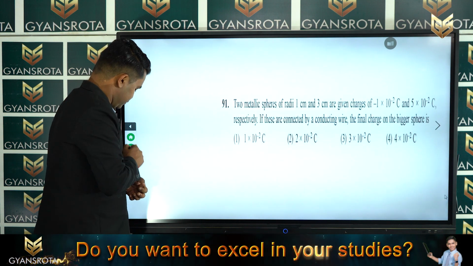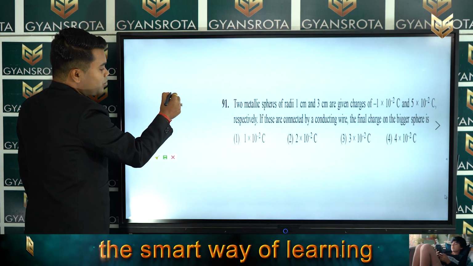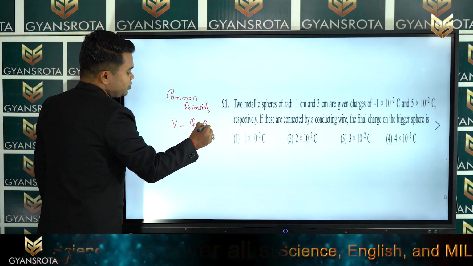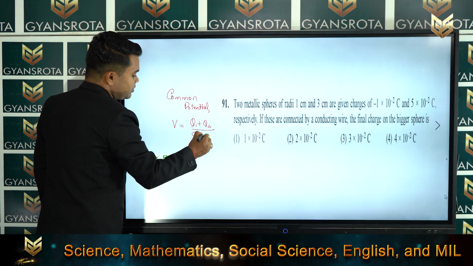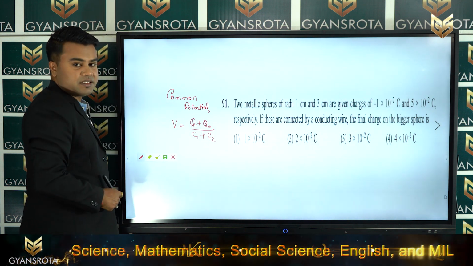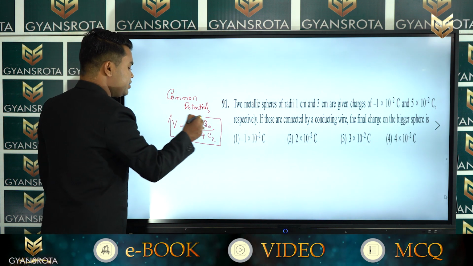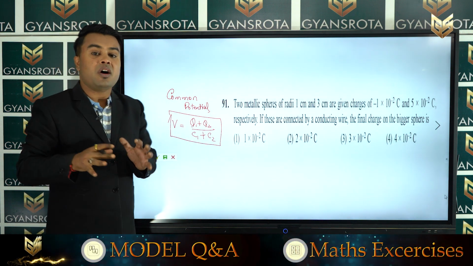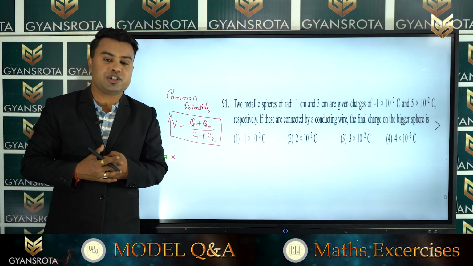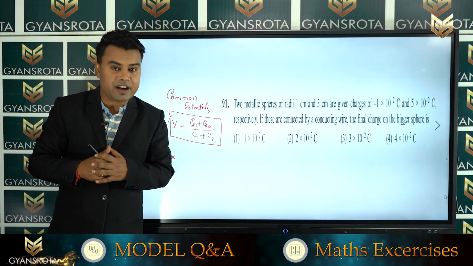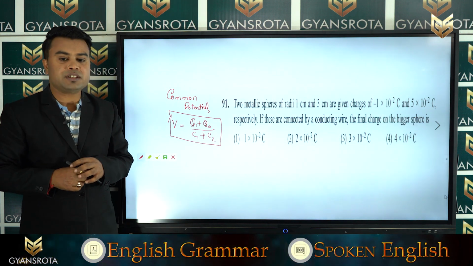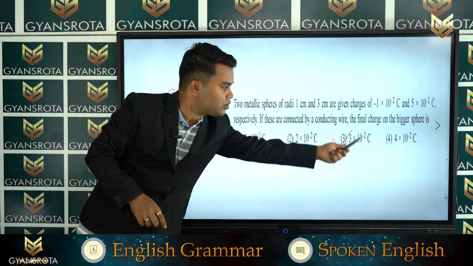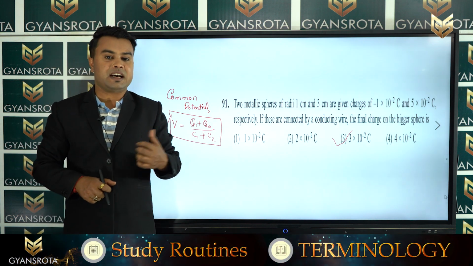So what you will do? You know that the common potential V is equal to Q1 plus Q2 divided by C1 plus C2, right? This is what the common potential formula is. You need to use this formula, and you have to know one more formula, that is the capacitance on a spherical body. That derivation is done for you. Look for the videos, you will find it there. So the right answer for this question is option number 3, which is 3 into 10 to the power -2 coulomb.